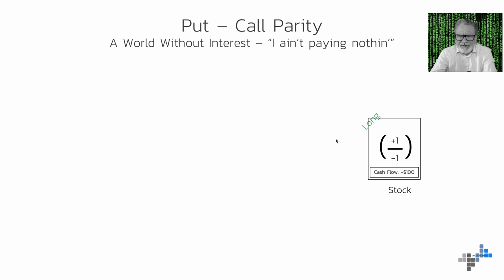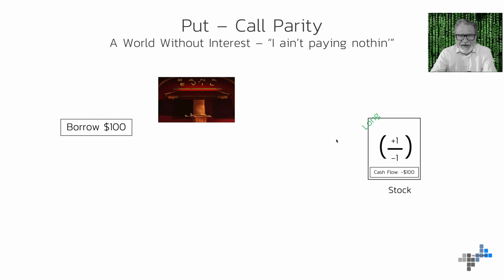So let's start in a world without interest rates. I ain't paying nothing. You have the desire to buy a share. Beautiful, wonderful stock represented on the right. You want to go that long and it costs you $100. What can you do? You borrow 100 from the Bank of Evil, which I ripped off from the Minions.